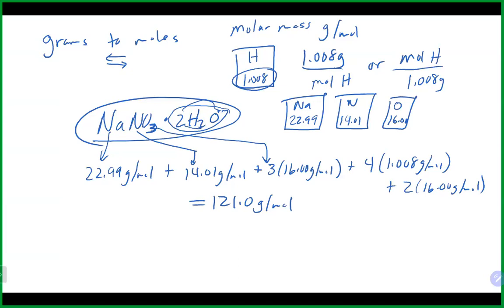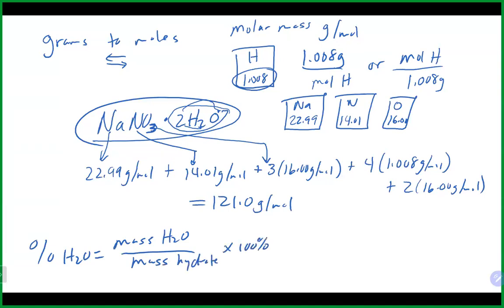So for example, today you're going to be looking for the percent of water, theoretically. The percent of water would be the mass of the water in that formula divided by the mass of the hydrate times 100%. So the mass of water in this particular hydrate, there's actually just 2 waters, right? And that's just this part of the molar mass. So we just need to take that part of the molar mass, which represents the 2 waters. And if we did that, that would be 4 times 1.008 plus a 32.